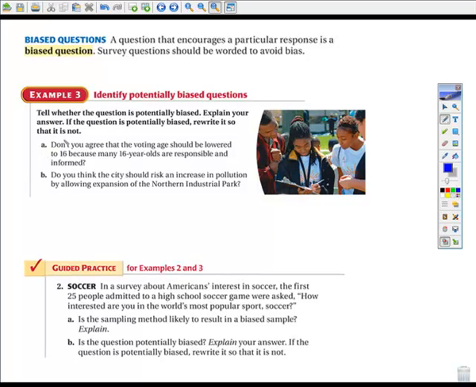So question A: Don't you agree that the voting age should be lowered to 16 because many 16-year-olds are responsible and informed? Well, this one is potentially biased. First of all, we're saying, don't you agree? So we're trying to get them to see our opinion. And this is trying to say that 16-year-olds are responsible and informed. So it's potentially biased.